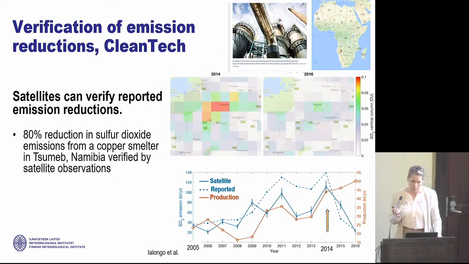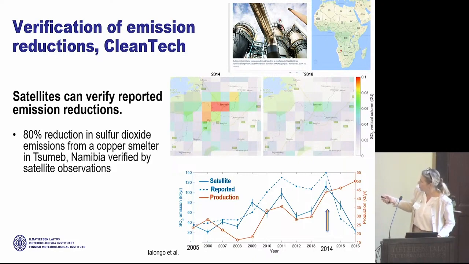Then I go to a specific case study. This is a verification of emission reductions, and this was a Finnish company who implemented a device to capture sulfur dioxide emissions in Namibia. So I go to Africa now. They implemented it in 2015. So this is what we see with the satellite in sulfur dioxide in 2014 in Tsumeb, Namibia. We see highly elevated values there. This is 2016, and there we don't see this site so clearly anymore.